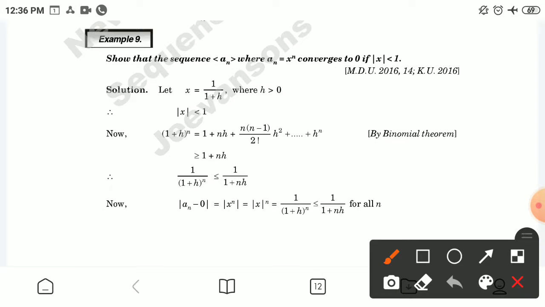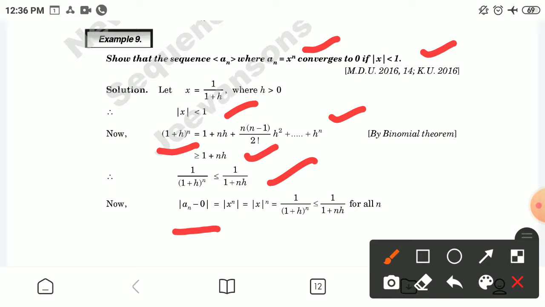Show that the sequence an, where an is defined as x raised to the power n, converges to 0 if |x| is less than 1. Let |x| equal 1 by (1 plus h), where h is greater than 0. Therefore |x| is less than 1. (1 plus h) raised to the power n, by the binomial theorem, is greater than or equal to 1 plus nh. Therefore, taking the reciprocal, 1 by (1 plus h) to the power n is less than or equal to 1 by (1 plus nh). Now |an minus 0| equals |x| raised to the power n, which is less than this one.